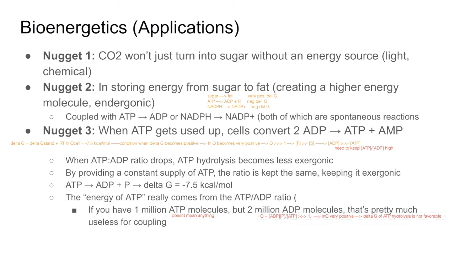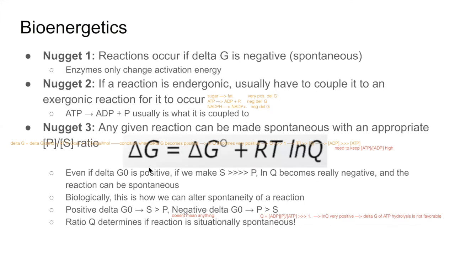So, if you learn anything today, remember, you can make something spontaneous by coupling it to something, but you can also make something spontaneous or non-spontaneous if the concentrations are at a point that you can change delta G. And that's because of this equation from the last slide. This RT ln Q is dependent on the concentration. And this can affect the delta G of a reaction at any given moment.